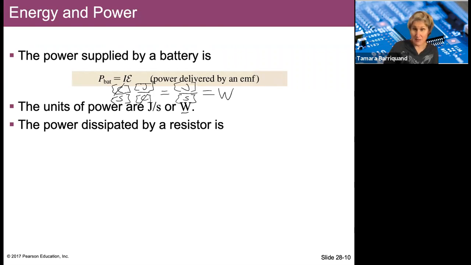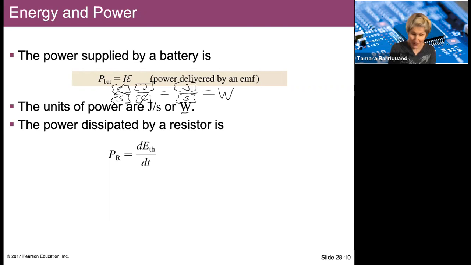The power dissipated by the resistor is dissipated as thermal energy as the resistor gets heated. So that means that if we look at the thermal energy over time, that'll give us the power dissipated by the resistor. So the power dissipated by the resistor is going to be the change in the thermal energy over the change in time.